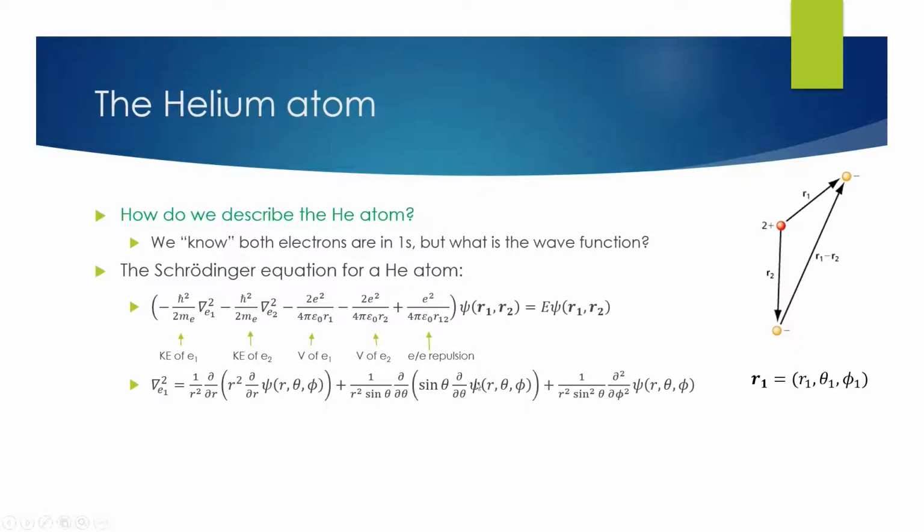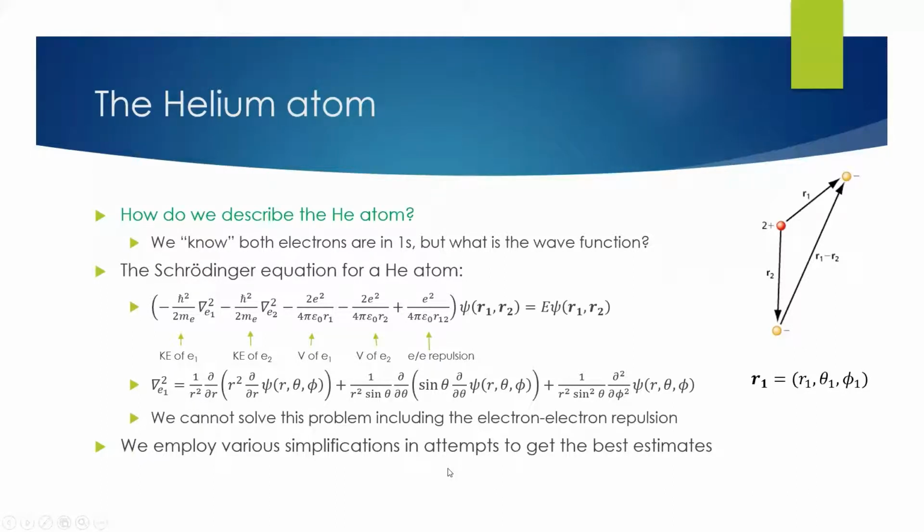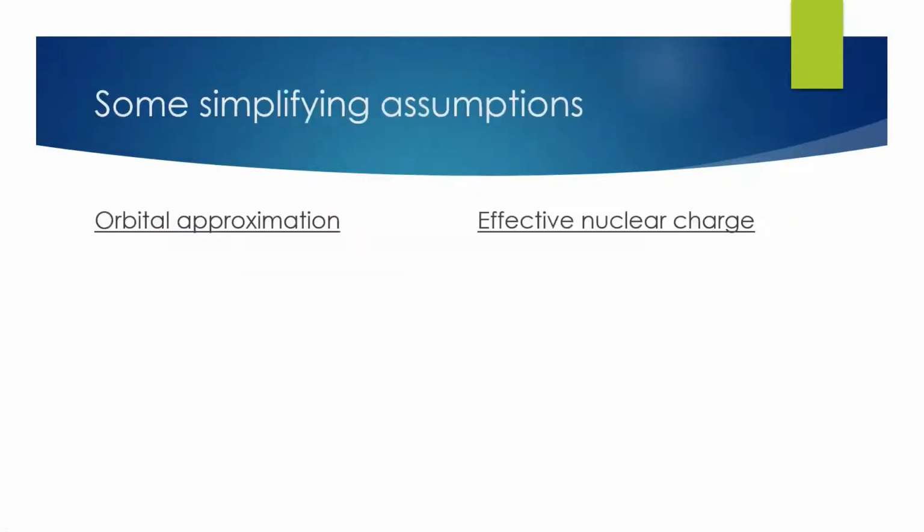All right, so I mentioned all of these terms here. Now, what are these simplifications that we're going to use? There are two, and the first one that we'll talk about is going to be called the orbital approximation, and then the effective nuclear charge approximation. And you're likely somewhat familiar with these kind of ideas, even if you haven't heard them in this term.